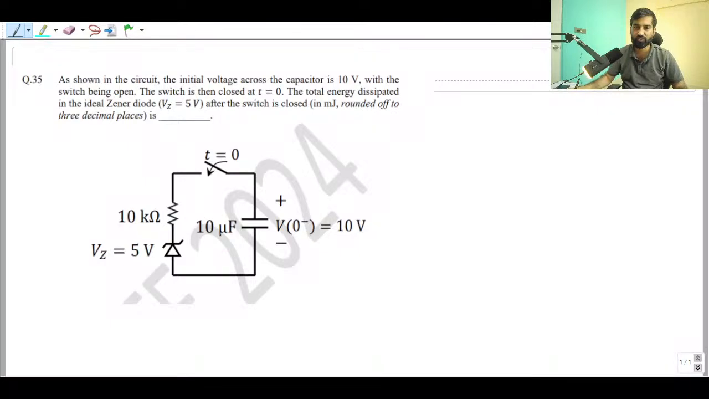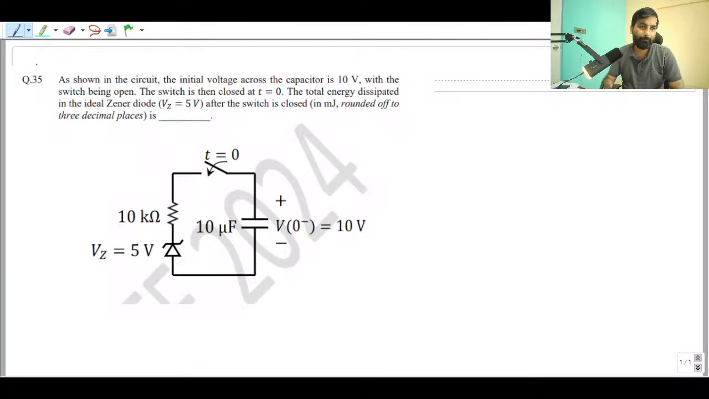If the switch is not closed, the switch is open, so whatever voltage across the capacitor is there is going to be the same. And there are many ways to solve this question, so I'm just going to discuss some of the important ways, and you have to take whichever way you like. So let's move to solve this question.